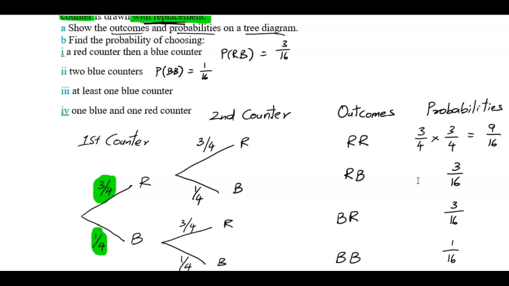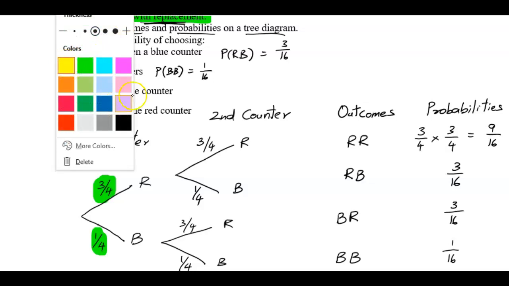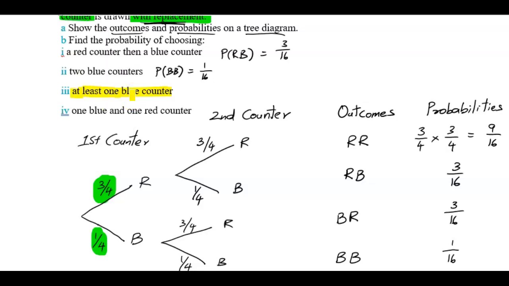At least 1 blue counter, right? So at least 1 blue counter means we can get 1 or a 2. So the options that are going to suit us for this third question, which is at least 1 blue counter, are 1, 2, and 3. There are 2 ways we can go about this question. We can basically say, so at least, I'm just going to write this down, 1 blue counter. We can go ahead and add these 3 options together, which is going to give us 3 plus 3 plus 1, so 7 out of 16.